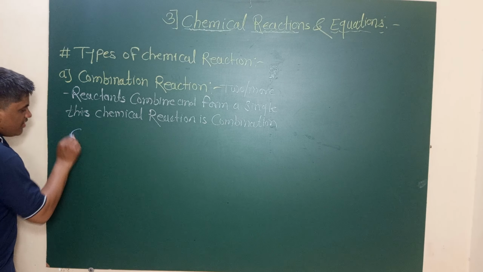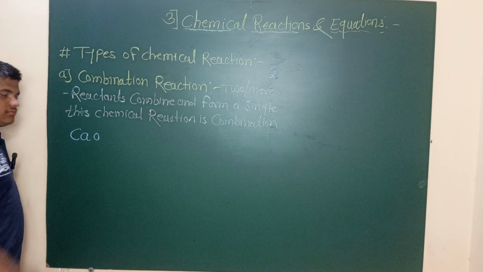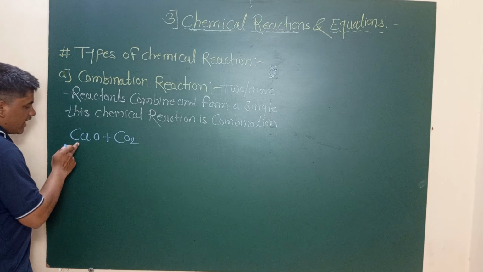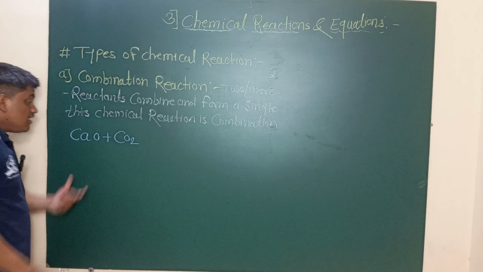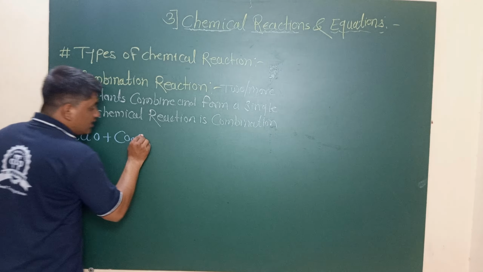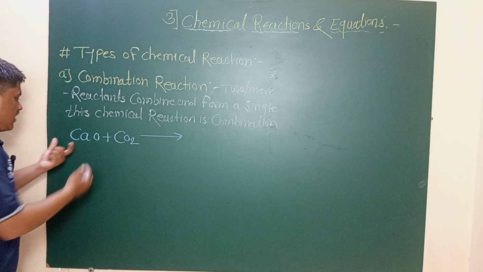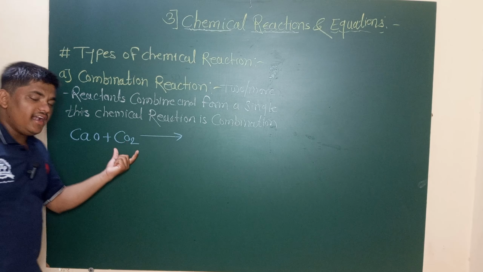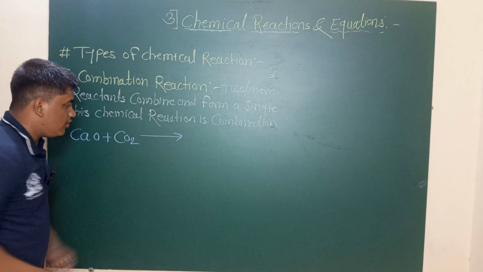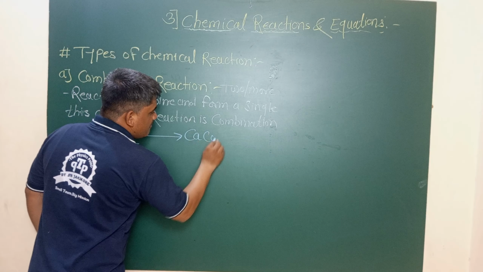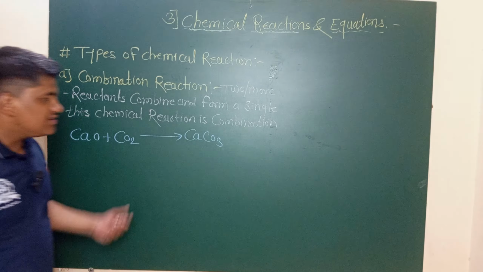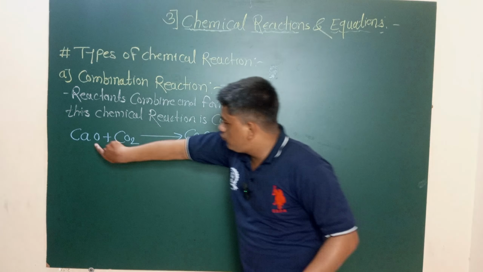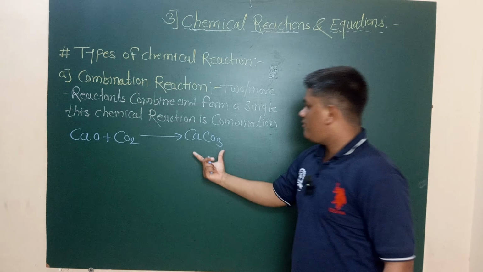For example, when calcium oxide reacts with carbon dioxide, there are two different reactants forming a single product. Calcium oxide and carbon dioxide combine with each other to form calcium carbonate. This is an example of a combination reaction. Two reactants combine to form a single product.